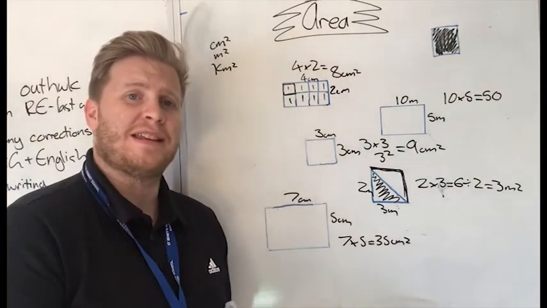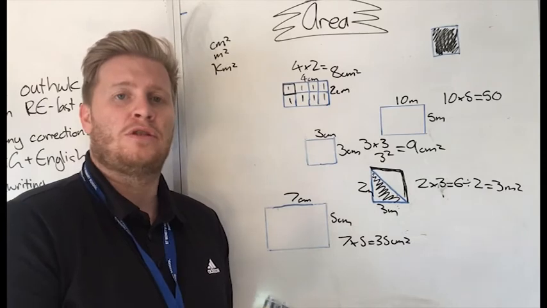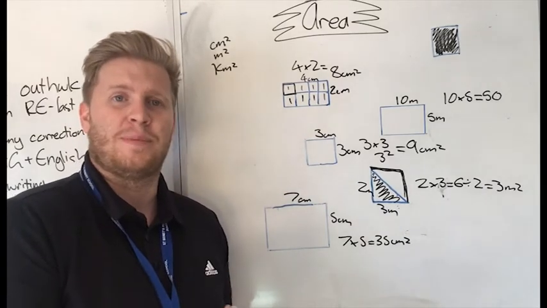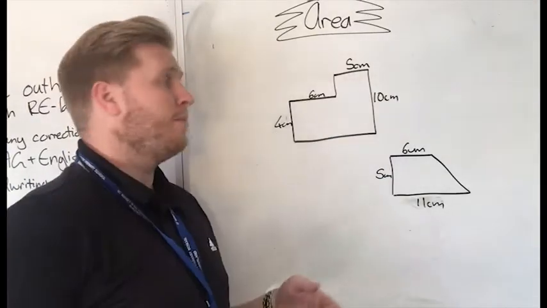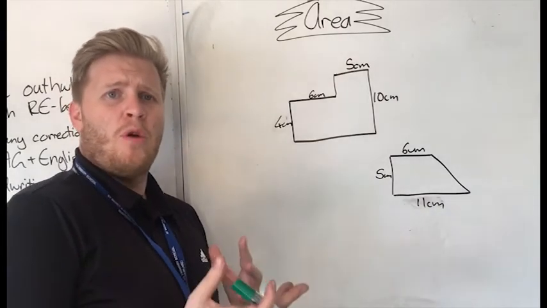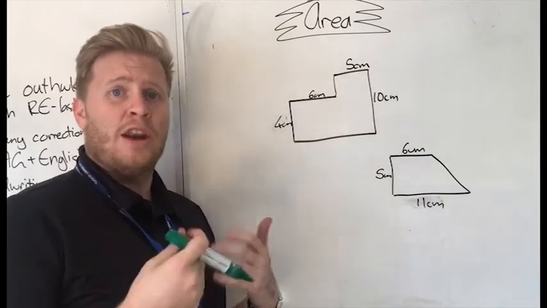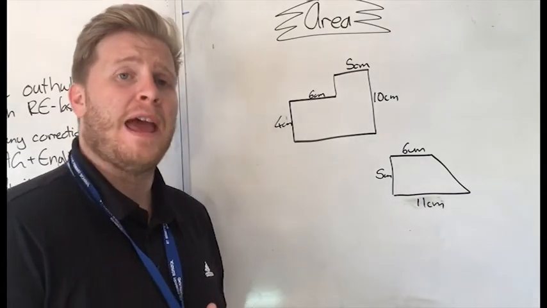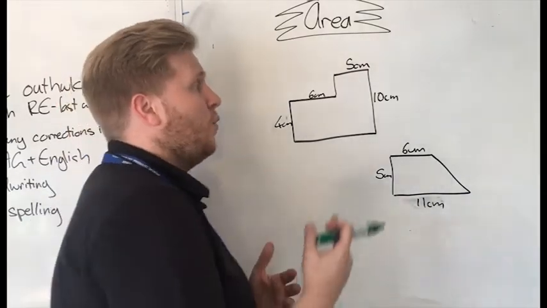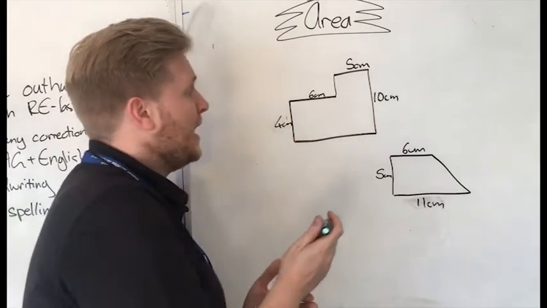Easy when we've got shapes like this, but let's look at what we need to do when we look at some composite shapes. So now we have some composite shapes, shapes made up of more than one shape. So we've got rectangles and triangles here, and we need to find the area. And it's quite simple really, we know how to find the area of squares and rectangles. So all we do is break our shapes into those.